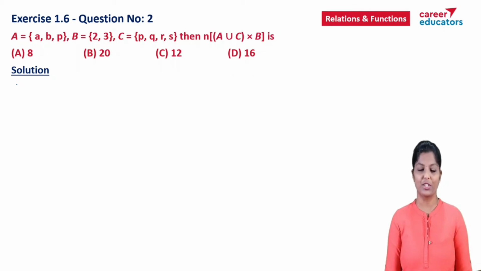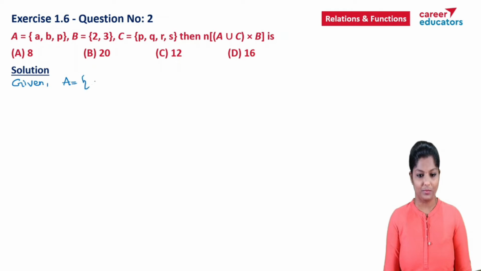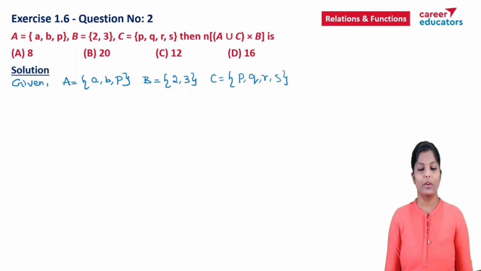Next, we are going to solve question number 2. Here, set A, set B, set C are given. We have to find n of (A union C) cross B. Let's solve the problem. Given A equal to {a, b, p} and B equal to {2, 3} and C equal to {p, q, r, s}. To find n of (A union C) cross B, first we have to find A union C. Then we have to find (A union C) cross B. Finally, we can find n of (A union C) cross B.